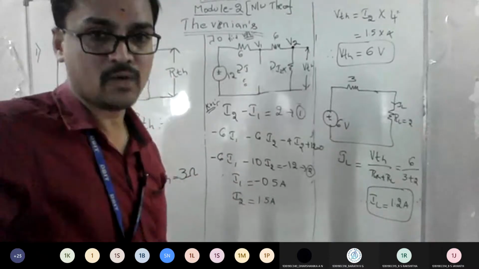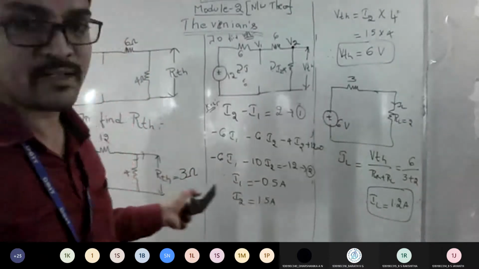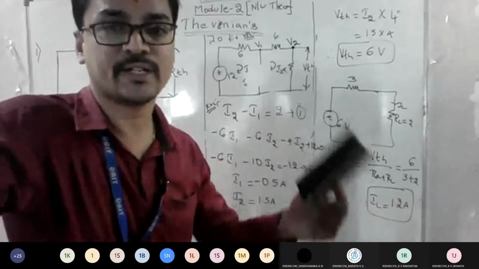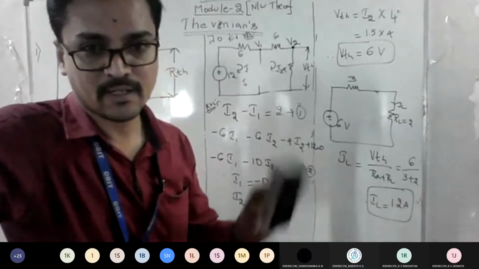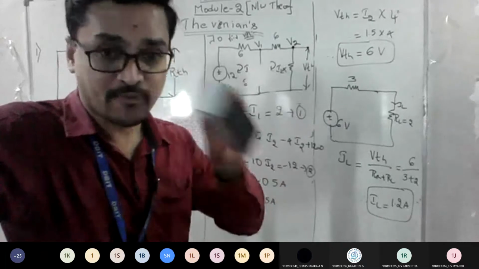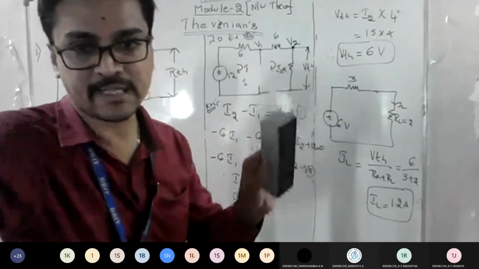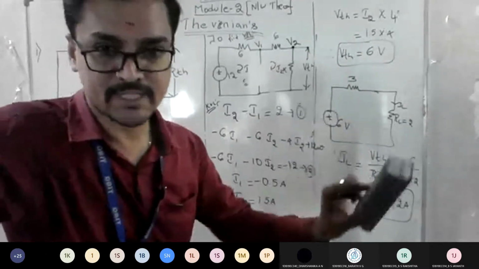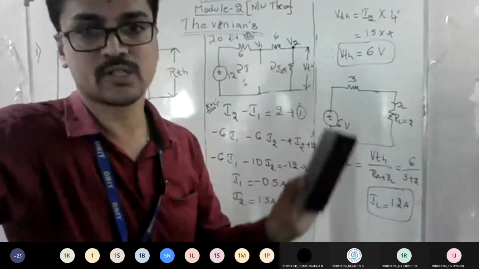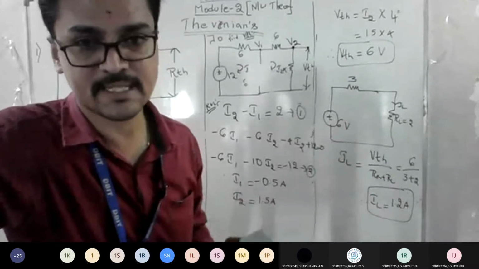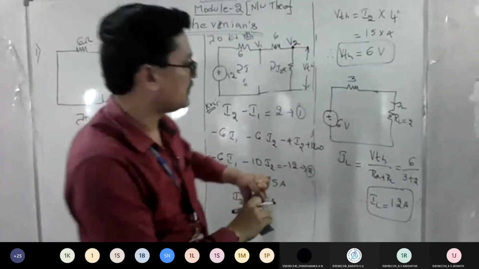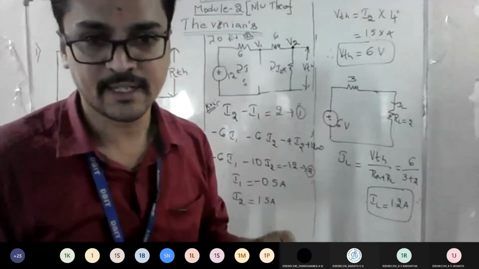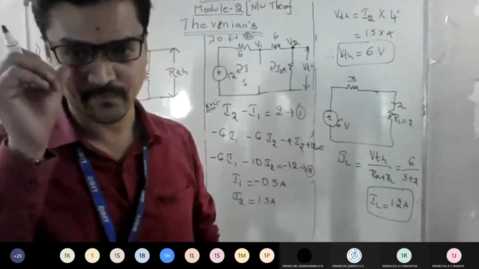Yes, sir. Okay, now listen. If for the same question they ask you to get Norton's equivalent also, I'll repeat. The heading was, for the given network, find the current across the load using Thevenin theorem. If they ask continuously to also apply Norton, then whatever Thevenin circuit you have got, if you apply your source transformation technique, that becomes Norton for you. Am I clear?